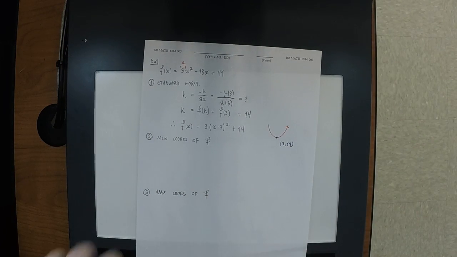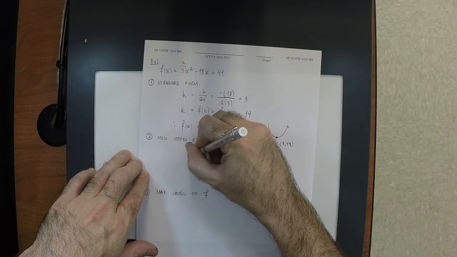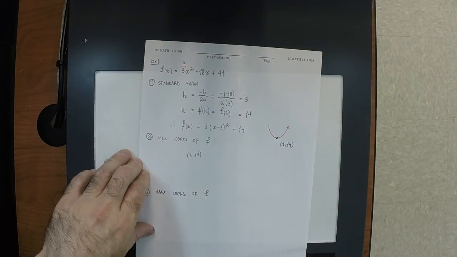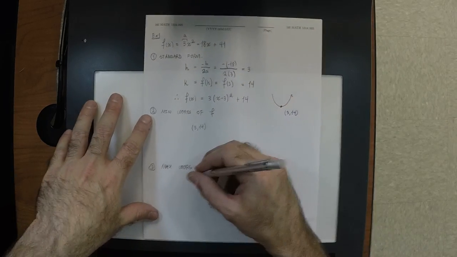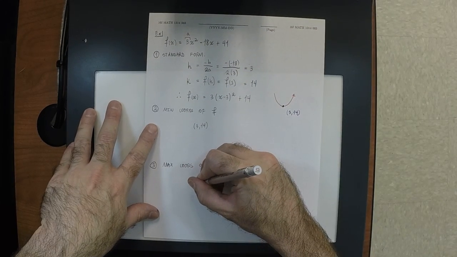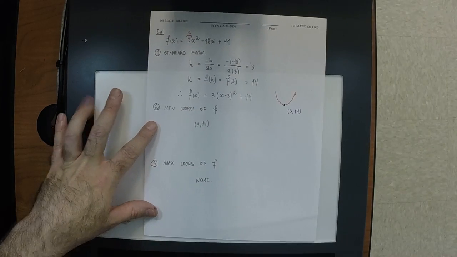So what are the minimum coordinates? The vertex. Yeah, at the vertex. Okay. How about the maximum coordinates? It's not that. There isn't any. It's not infinite. Infinite's not a coordinate. So there's just none. There is no maximum.